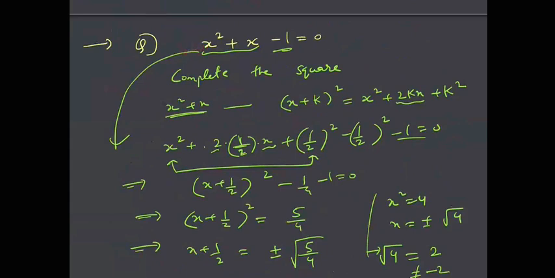1, because only then can we write it as x plus some constant whole square, right? x plus constant whole square is x square plus 2kx plus k square. So here the coefficient of x square is how much? It is 1.